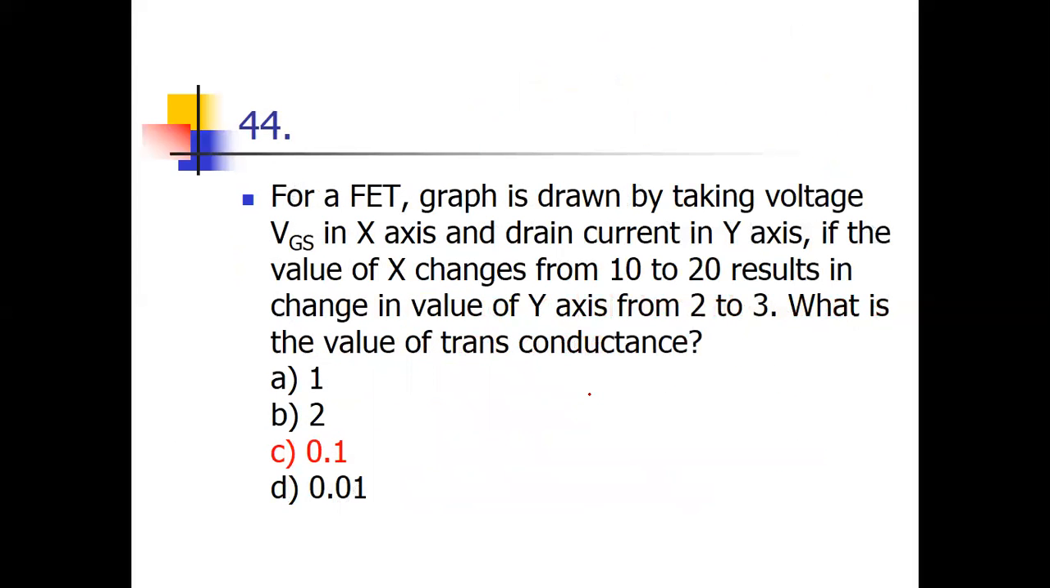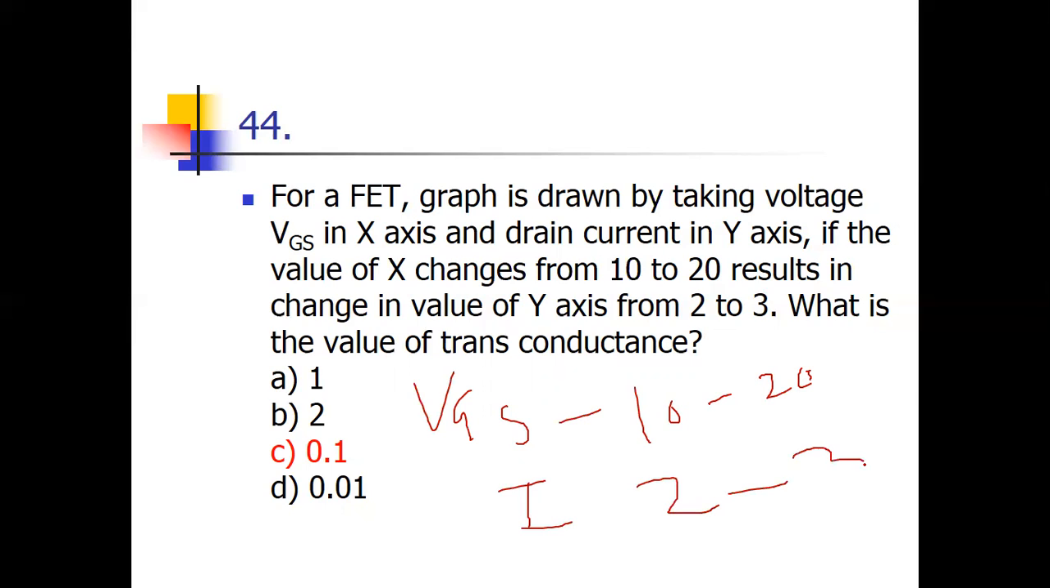Now for a FET, a graph is drawn taking voltage VGS on the x-axis and drain current on the y-axis. If the value of x, meaning VGS, changes from 10 to 20, and y, meaning current, changes from 2 to 3, what is the value of transconductance? Transconductance is ΔI by ΔV. What is the change in I? I changing from 2 to 3 means the change is 1. VGS changes from 10 to 20, so the change is 20 minus 10, which is 10. So 1 by 10, the answer is 0.1.